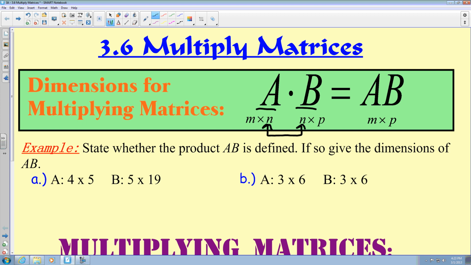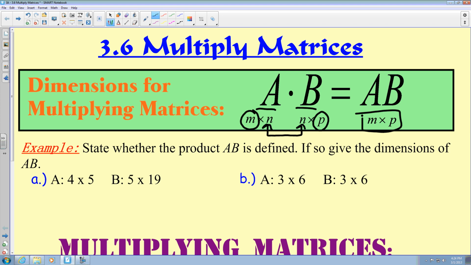And once you've identified that the columns in matrix A are the same as the rows in matrix B, you're going to get a whole new dimension for that product. The product dimensions are going to be: the rows are dictated by the rows of matrix A, and the columns are dictated by the columns in matrix B. So you're going to have a matrix with the dimensions M times P in this general format.